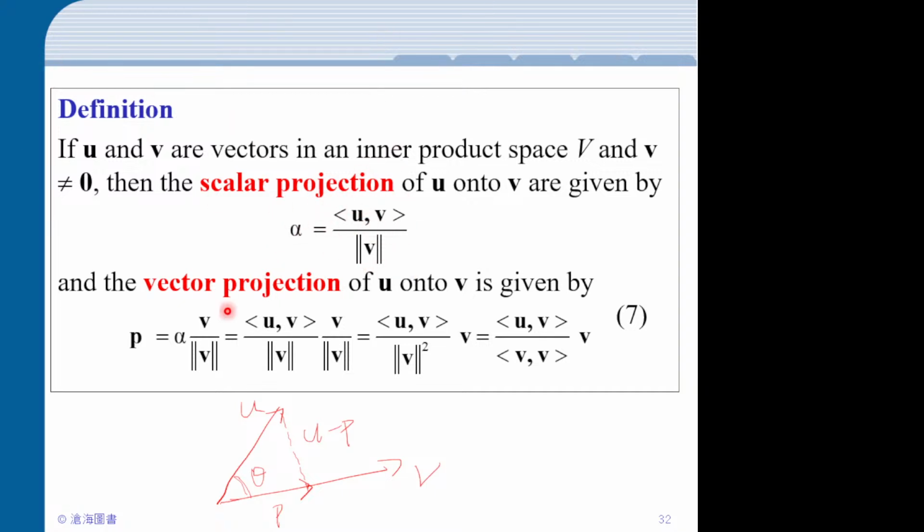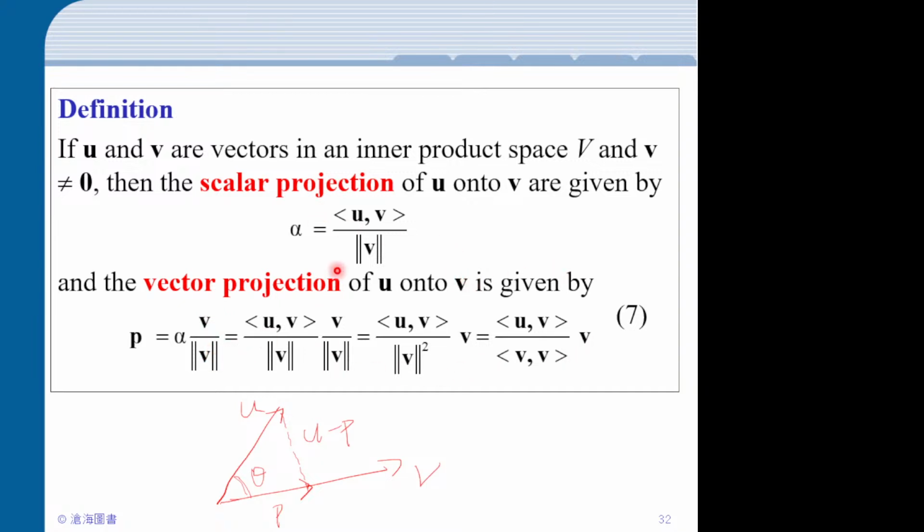Anyway, here we basically take those as the definition, so those are not derivations. We define the scalar projection and the vector projection of a vector onto another vector. The scalar projection, which is the length of this projection, is the inner product of U with V divided by the length of V. The vector projection is this vector here: alpha times the unit vector in the V direction, so alpha times V divided by the length of V.